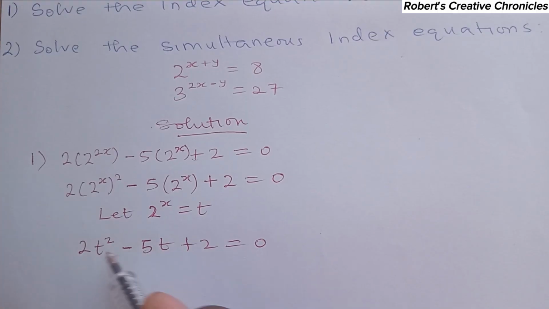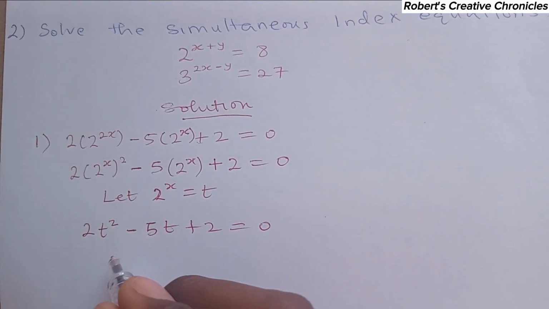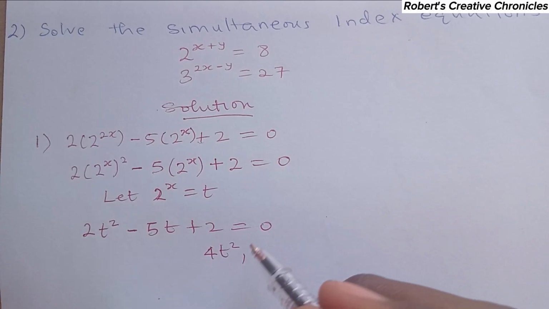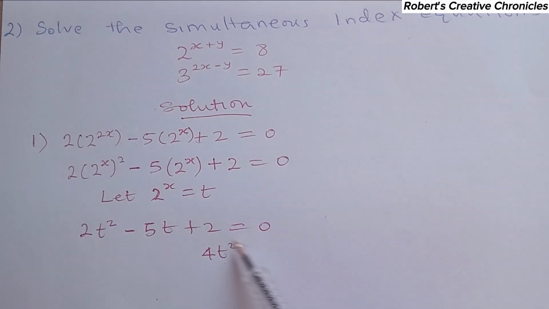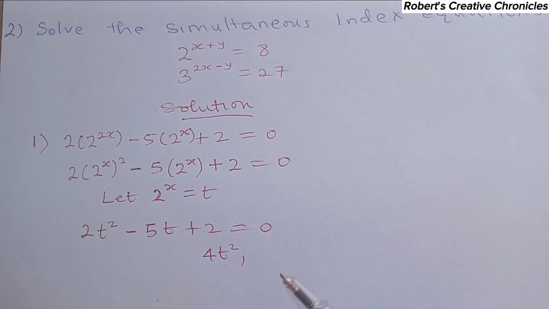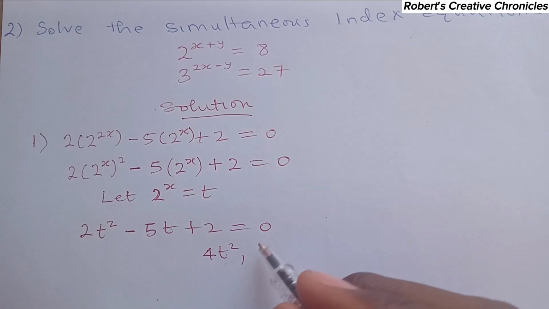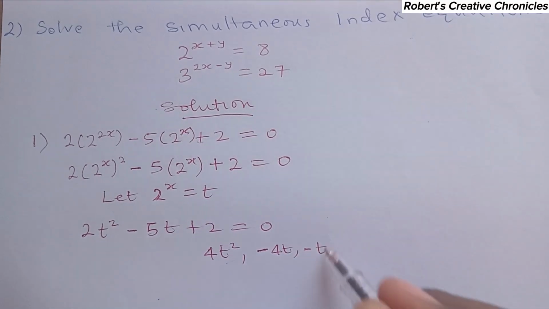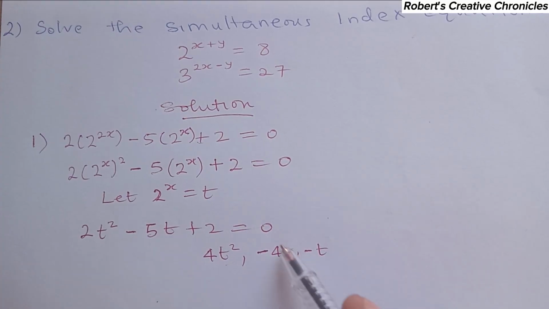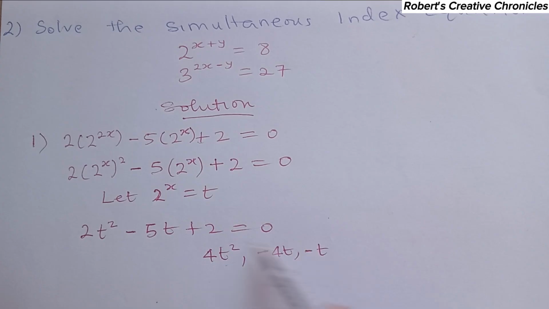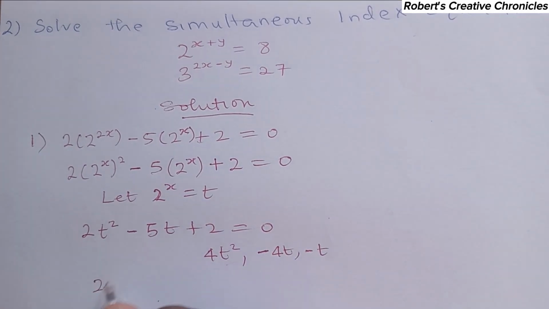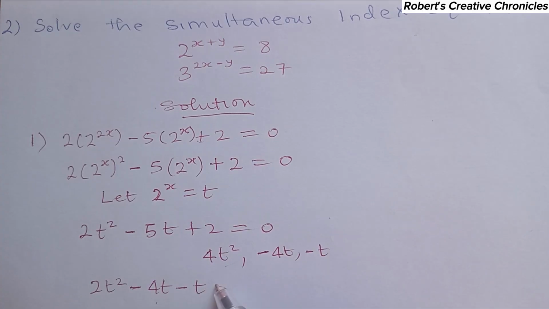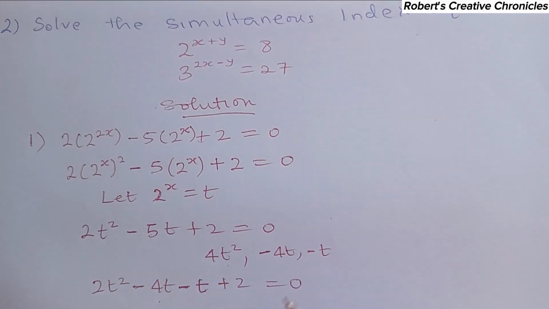Now we'll solve this by factorizing it. We multiply 2 times 2, which is 4t squared. Now we'll find two expressions whose product gives us this and whose sum gives us this. So it's negative 4 and negative 1. So negative 4t, negative t. If you multiply them, they'll give you this, and if you add them, they'll give you this. So this becomes 2t squared minus 4t minus t plus 2 is equal to 0.